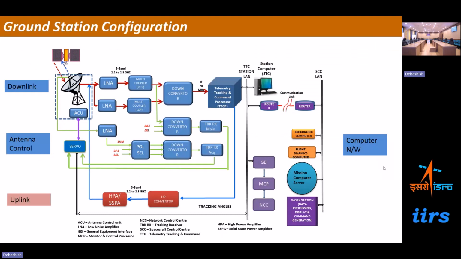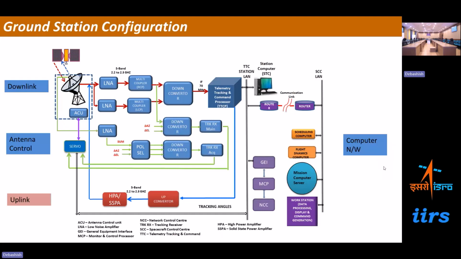Okay, this is typically a ground station. If you break one ground station down, it will look like this, the components. It has a component for downlink. It has a component for uplink. It has a component for antenna control. And then we have a computer network to communicate whatever data we are getting. It finally has to be represented in a graphical manner, or a similar view. So that is also one part we should have.